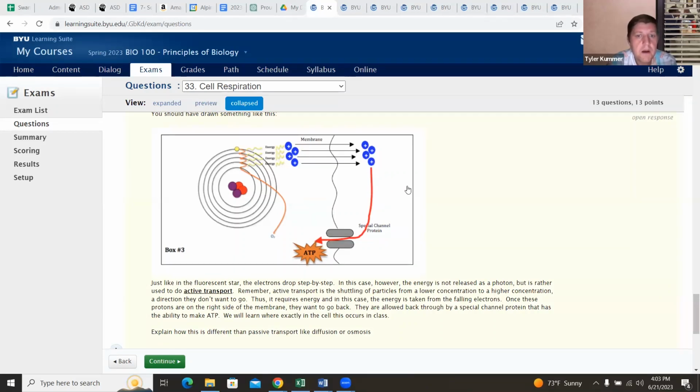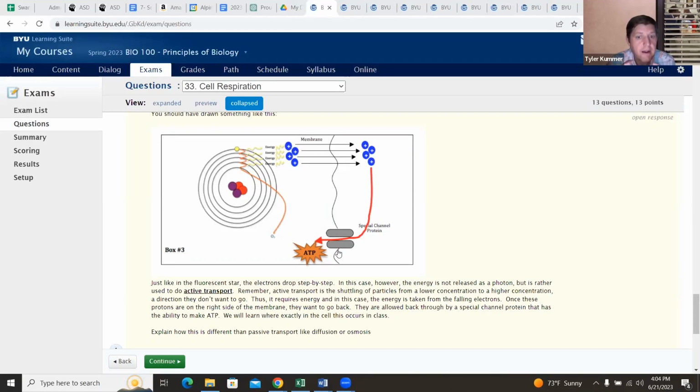Then those hydrogen ions will want to come back into the center, the matrix of the mitochondrion. In order to do that, we're going to allow them to pass through a special channel protein. So it's facilitated diffusion here, as it goes from high concentration to low. And this special protein acts kind of like a turbine. It's going to allow the hydrogen ions to pass through, and as they pass through, they turn the turbine.